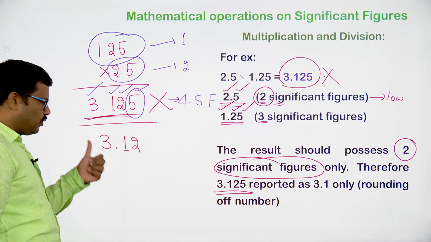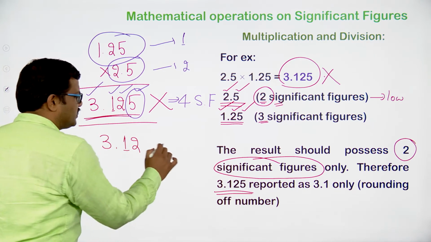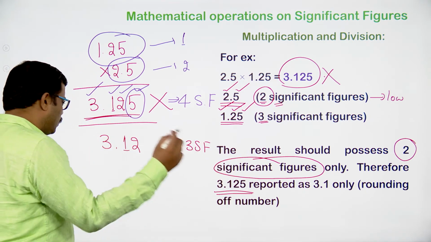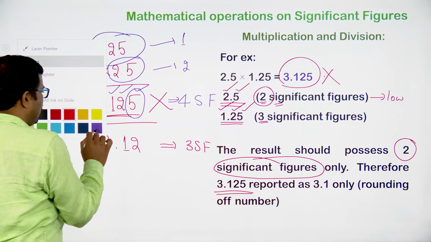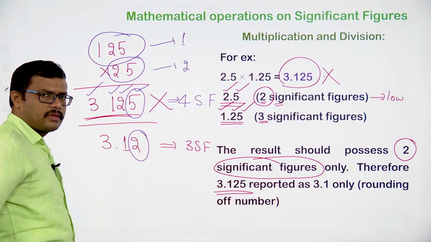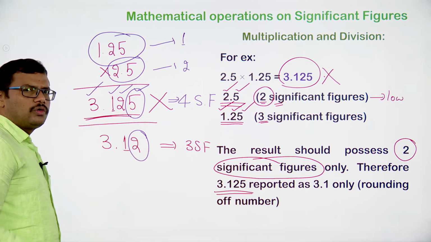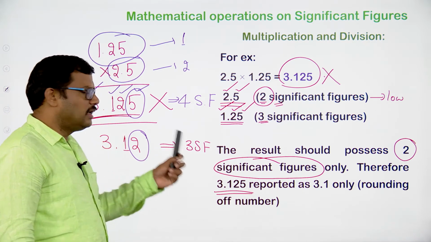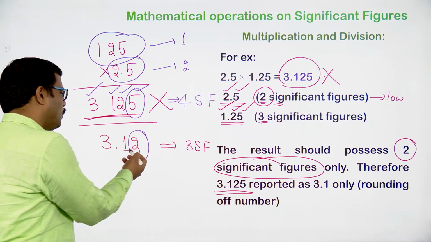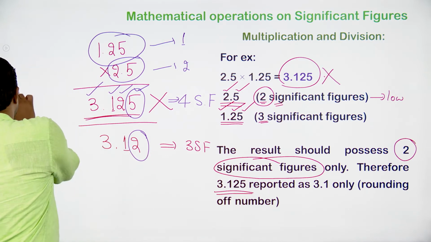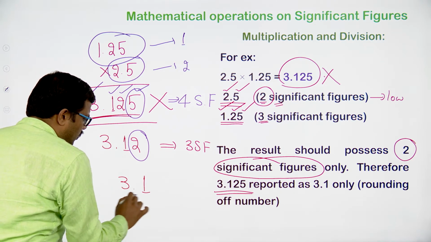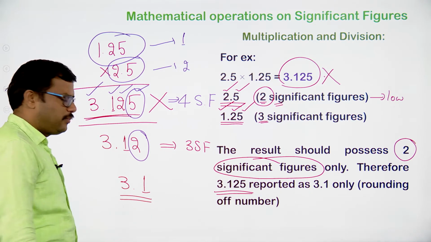But in this number 3.12, how many significant figures are present? We have 3 significant figures, but actually our report should contain 2 significant figures. So what do I have to do? I have to remove the last digit, that is 2. 2 is less than 5, so in that case there is no need to change the preceding number. Therefore we can write this as 3.1 only.